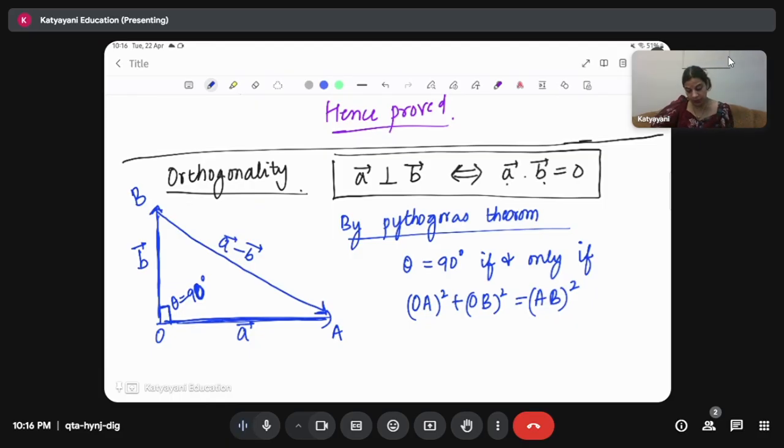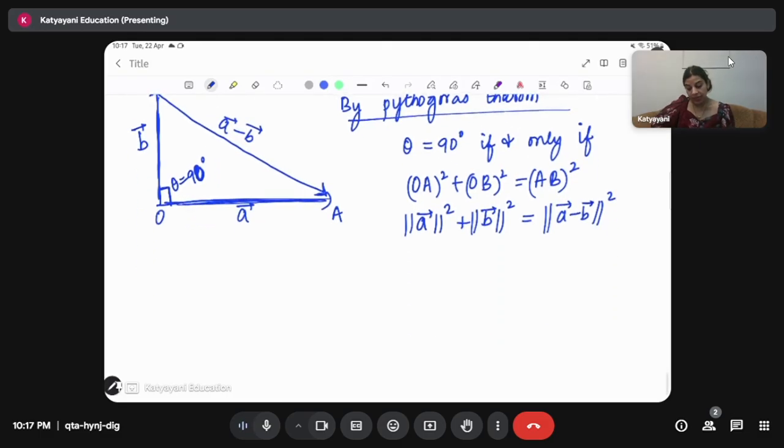Now what is OA? This is a norm square, right? What is OB? This is b norm, meaning length of vector b, squared. And then AB is a minus b, that is, length of vector a minus b, norm squared. Length को हम norm भी बोलते हैं, squared, right? So theta is 90 degree if and only if this condition holds, right? Now इसको आगे लिख लेते हैं. Theta is equal to 90 degree if and only if.